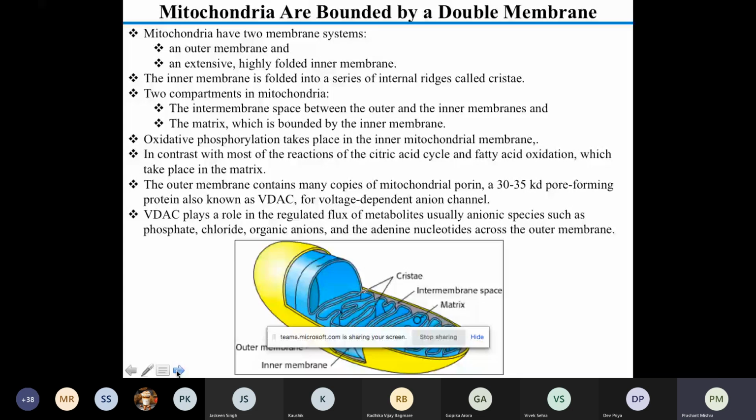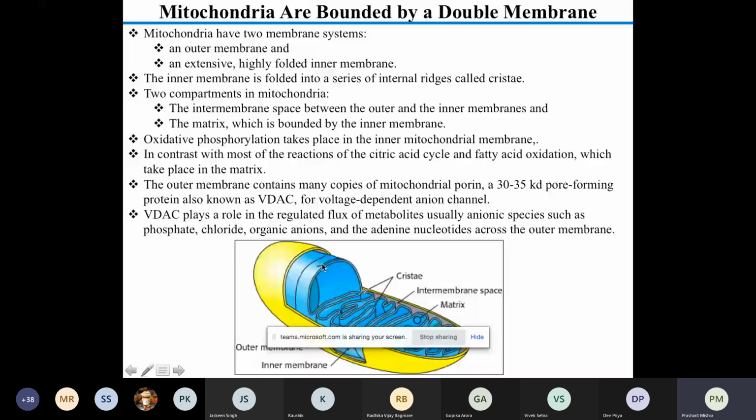It has a very high surface area where you have cristae, and two compartments in the mitochondria. One is the intermembrane space. So you have the outer mitochondrial membrane, the inner membrane, and then a space between the outer and inner membranes. The other is the matrix, which is bounded by the inner membrane. So inside the inner membrane, you have a matrix.